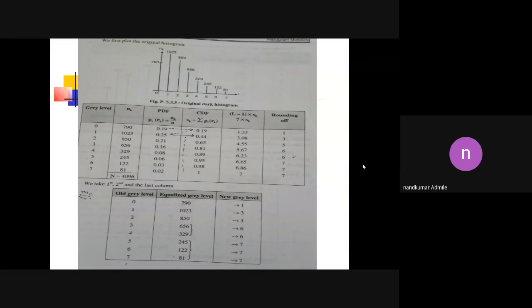So can anyone tell me what is 790 divided by 4096? 0.19. Yes, repeat it. 0.19. Okay, very good. ठीक आहे, तर कॅल्शियममध्ये कॅल्क्युलेशन करा.